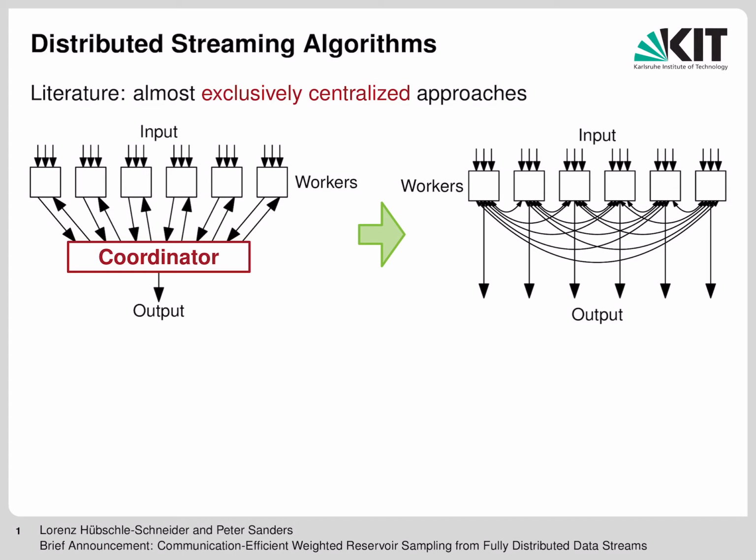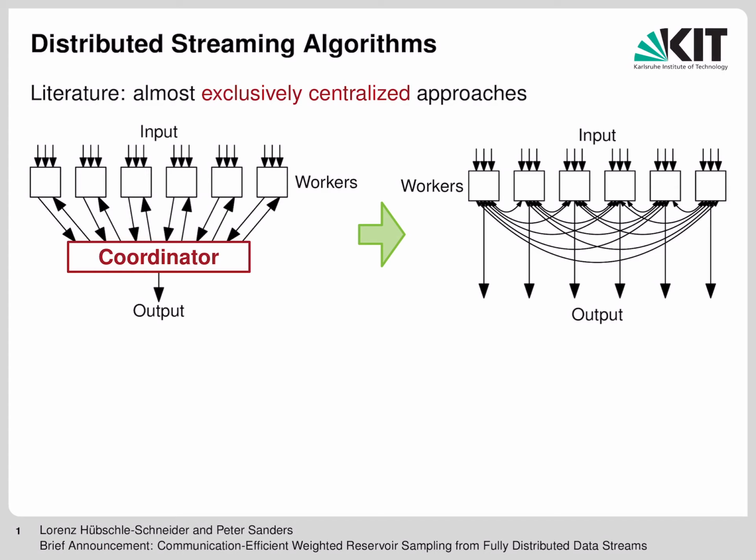The predominant model in the literature is the continuous monitoring model illustrated here on the left. The workers receive distributed input, meaning that each worker gets some of the items, but they communicate exclusively with a distinguished coordinator node. This node is responsible for computing and providing the entire output. Clearly, in an actual implementation, the coordinator's communication interface will be the bottleneck.